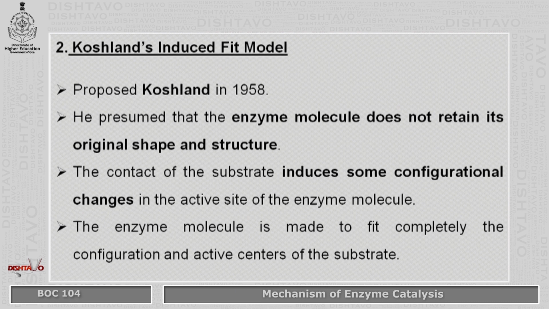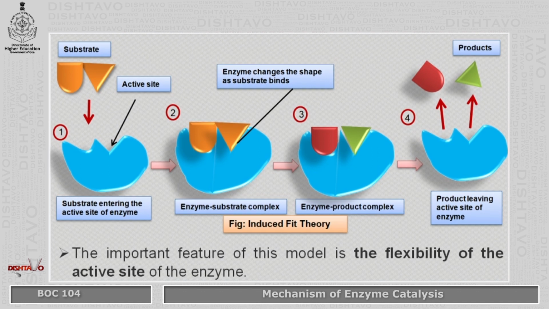The second theory or model which is put forth is called as Koshland's induced fit model. Koshland's induced fit model is a modification of lock and key model. This model was proposed by Koshland in the year 1958. He presumed that the enzyme molecule does not retain its original shape and structure, but the contact of the substrate molecule induces some configurational changes in the active site of the enzyme molecule. Because of the configurational changes, the enzyme molecule fits completely into the active centers of the substrate molecule. The figure shows the different steps which are being involved in the induced fit theory.